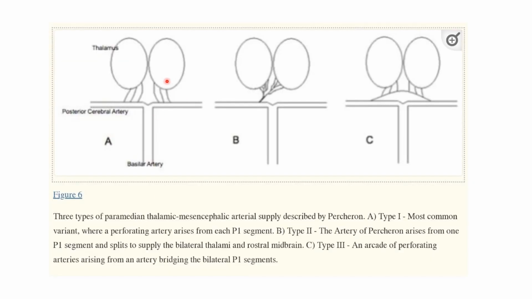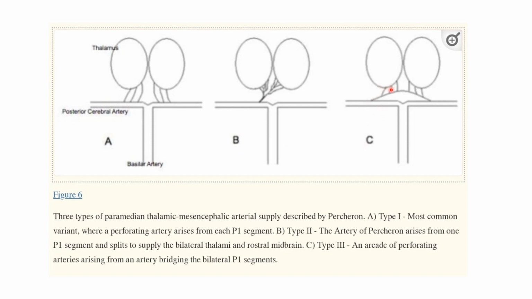So this is a picture showing variants of the artery of Percheron, where the arteries take origin from the P1 segment of posterior cerebral artery after splitting from the basilar artery. So here both the sides have individual supply. Type A shows individual supply. In type B, both the thalamic areas are supplied by a single artery taking origin from only one side. It's called artery of Percheron type B.